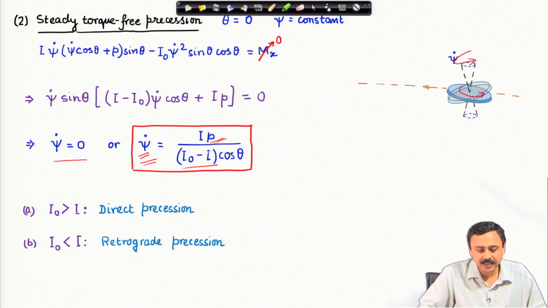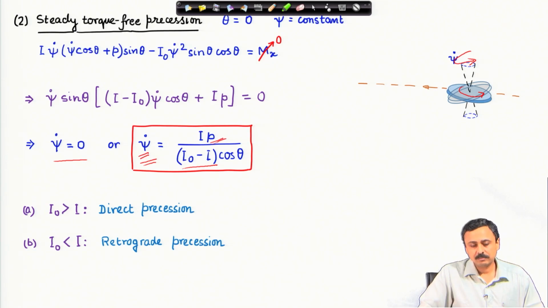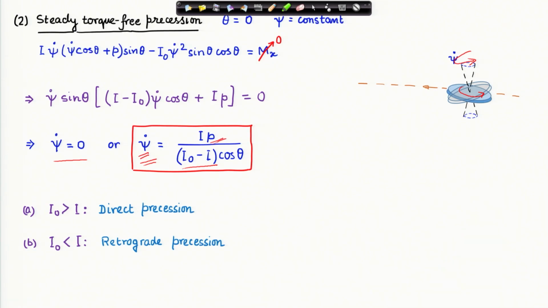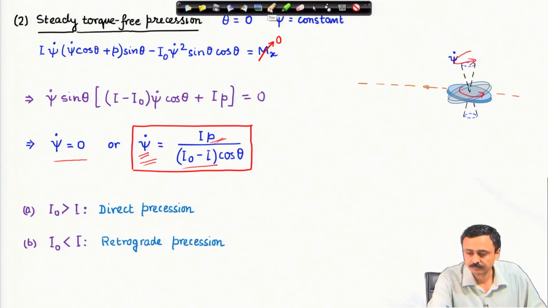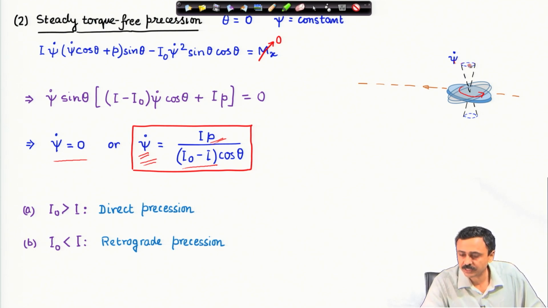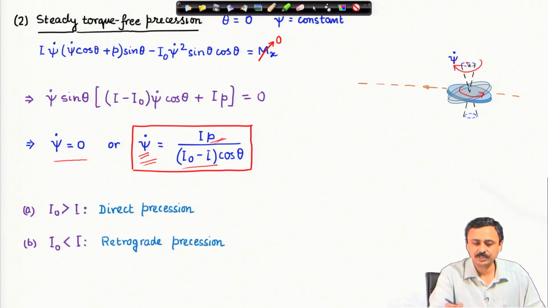Retrograde precession is just the opposite. When I naught is less than I, you will find that psi dot will be negative of the spin direction. That means, it is going to precess in the other direction. If this is the spin direction that I have already shown, then in case of retrograde precession, this will be the direction of precession.